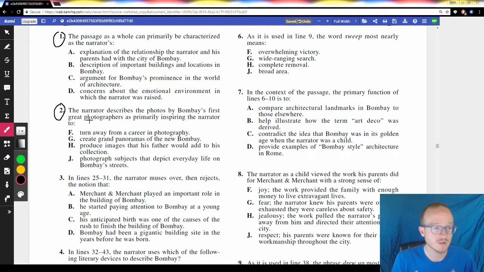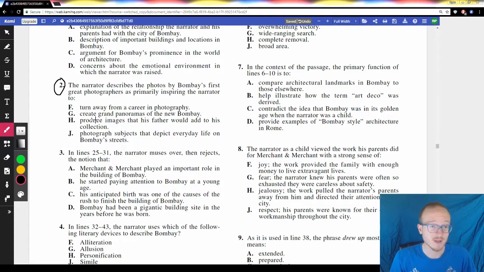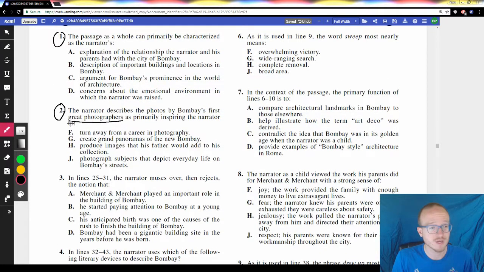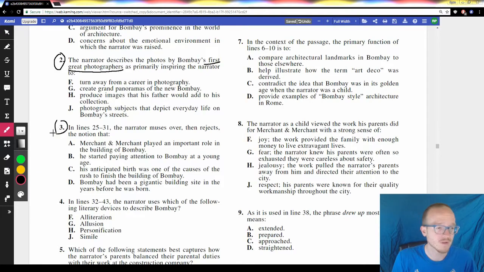Same thing with two. I'm not exactly sure where this is going to show up, but I do have this great photographers. First, great photographers is a strong keyword. So I'm going to mark this once I have a better idea of where I might find this in the text, and then go back to it. Three is where we want to start.